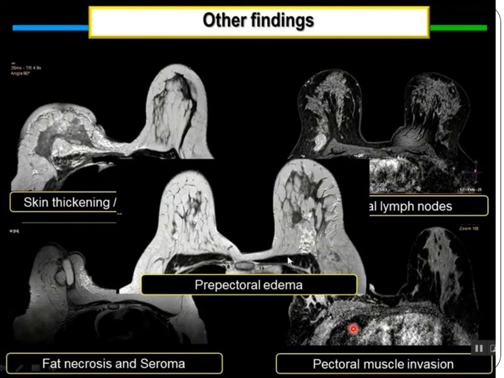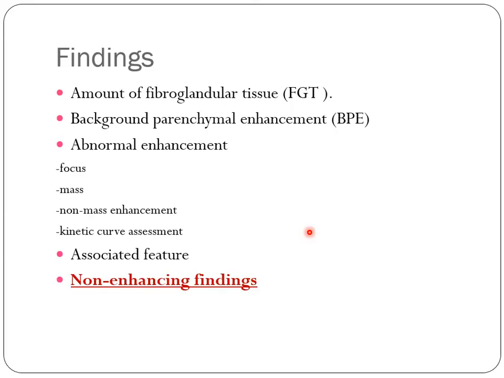And this one, there's skin thickening with pectoralis muscle invasion. As I told you before, the T2 weighted image is very important to look for prepectoralis edema. I think Dr. Omar asked me. Prepectoralis edema looks like this. Okay, if you have such a finding with a low intensity lesion, you have to think it's malignant, mostly going with malignancy.